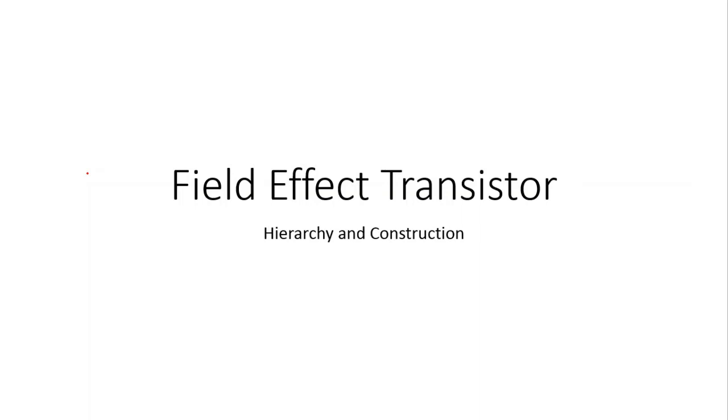In the previous video, we discussed the similarities and differences between the bipolar junction transistor and the field effect transistor. We also discussed that the field effect transistor is a voltage controlled device, where the voltage between the gate and source terminal, that is the VGS, controls the output current ID. In this video, we will first describe the types of FETs.